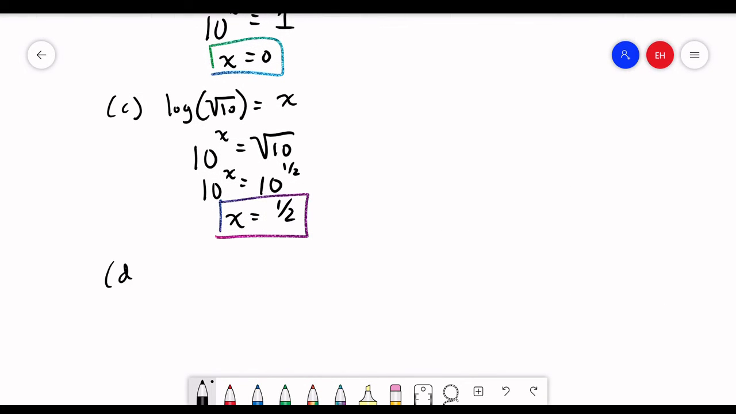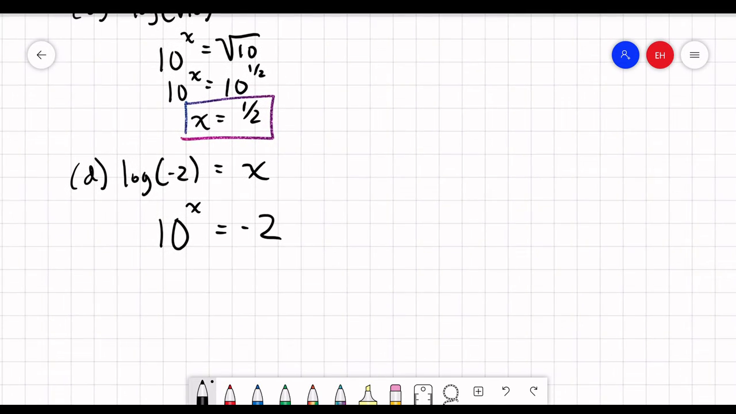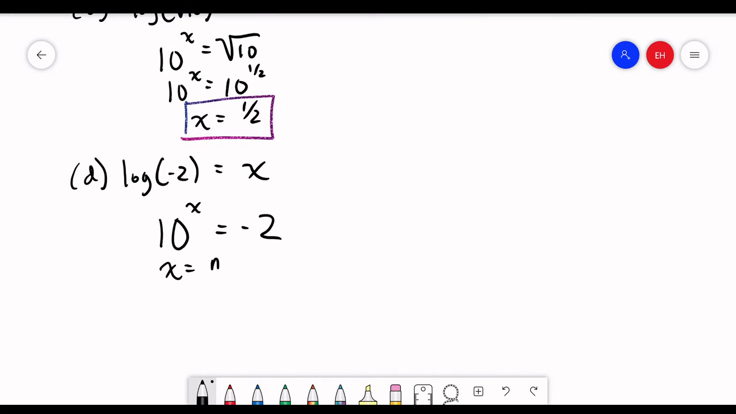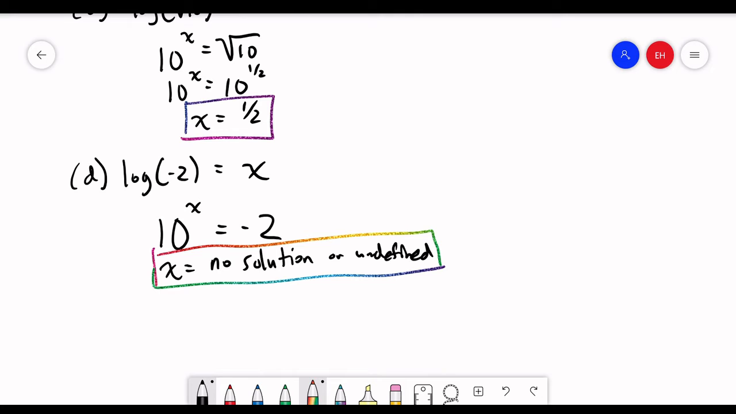Okay, last example with the common log using base 10, log of negative 2 equals x. So we transform, base 10, exponent is x, equal to negative 2. And after some thought, we realize there's no number we can put in for x to get a negative out, so this has no solution. And that's why the log function is undefined for negative inputs. And we're going to see that in the domain and range, which I'll get to next, I think.